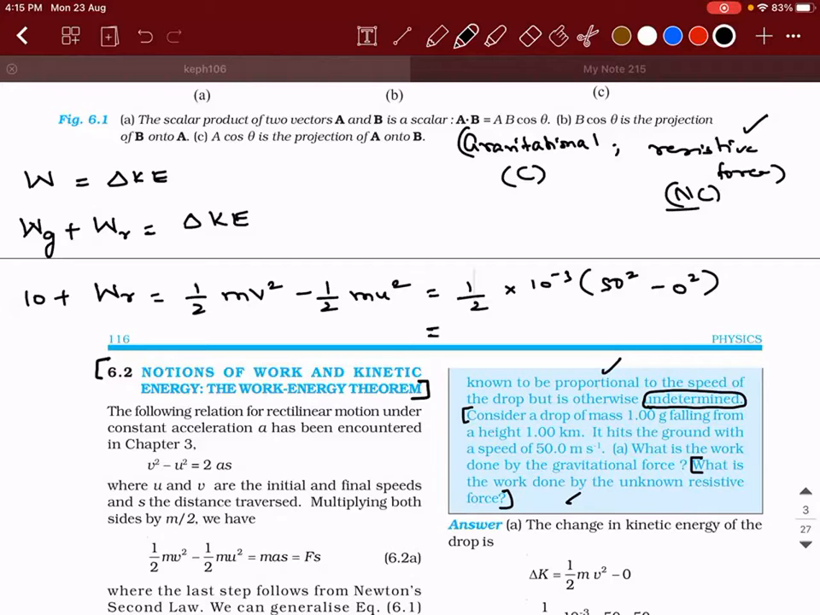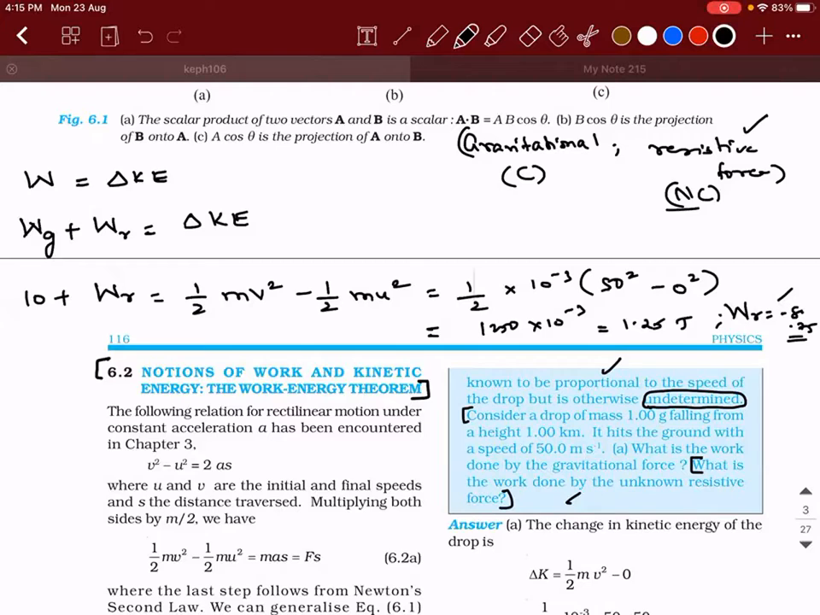So this should be 2500 divided by 10 power minus 3, so it should be 1250 into 10 power minus 3, or it is going to be 1.25 joule. So WR is equal to 1.25 minus 10. What is the answer? Minus 8.75. So what does that minus sign indicate here? That the work done by the resistive force is negative.